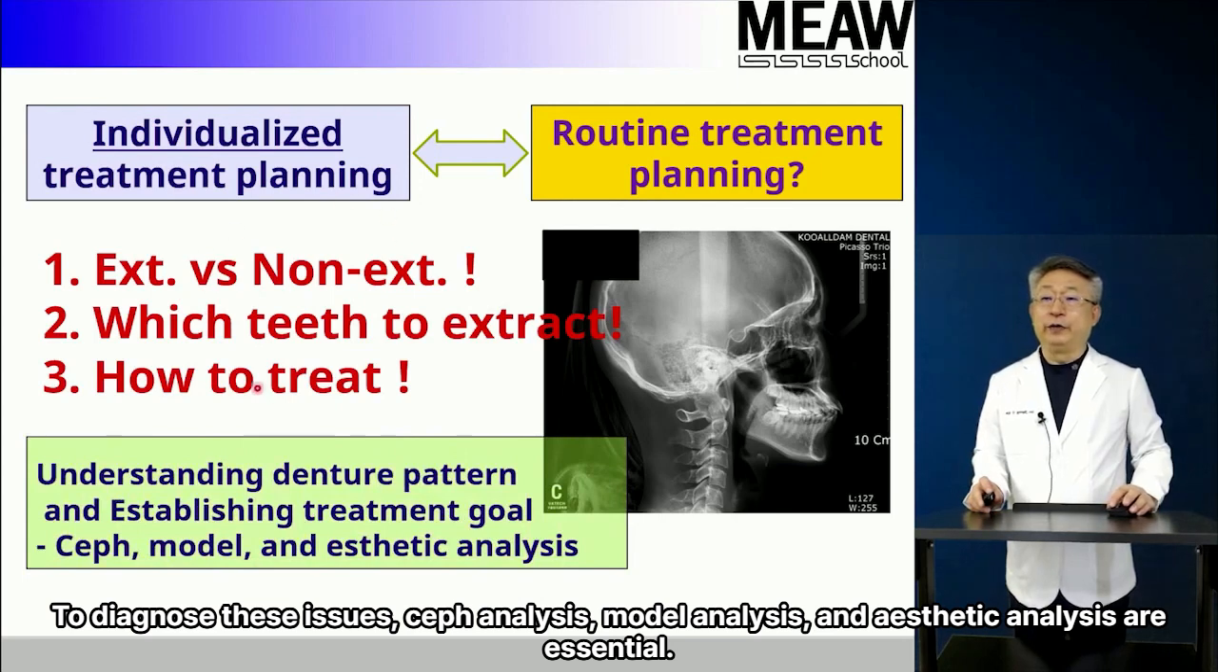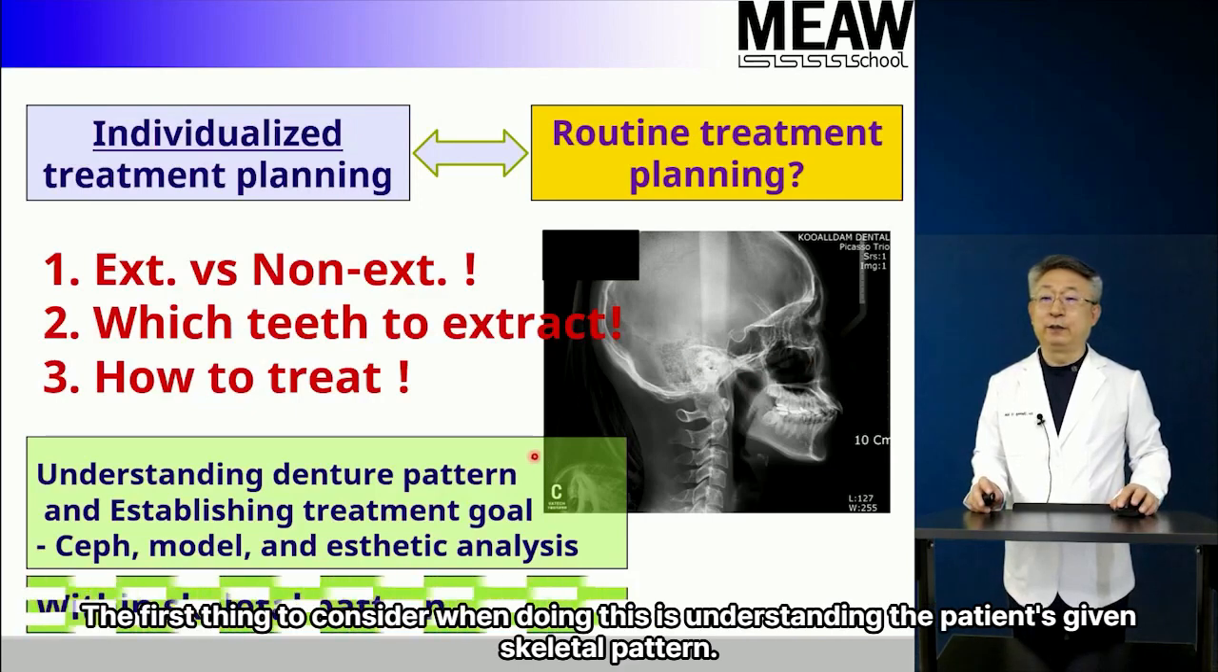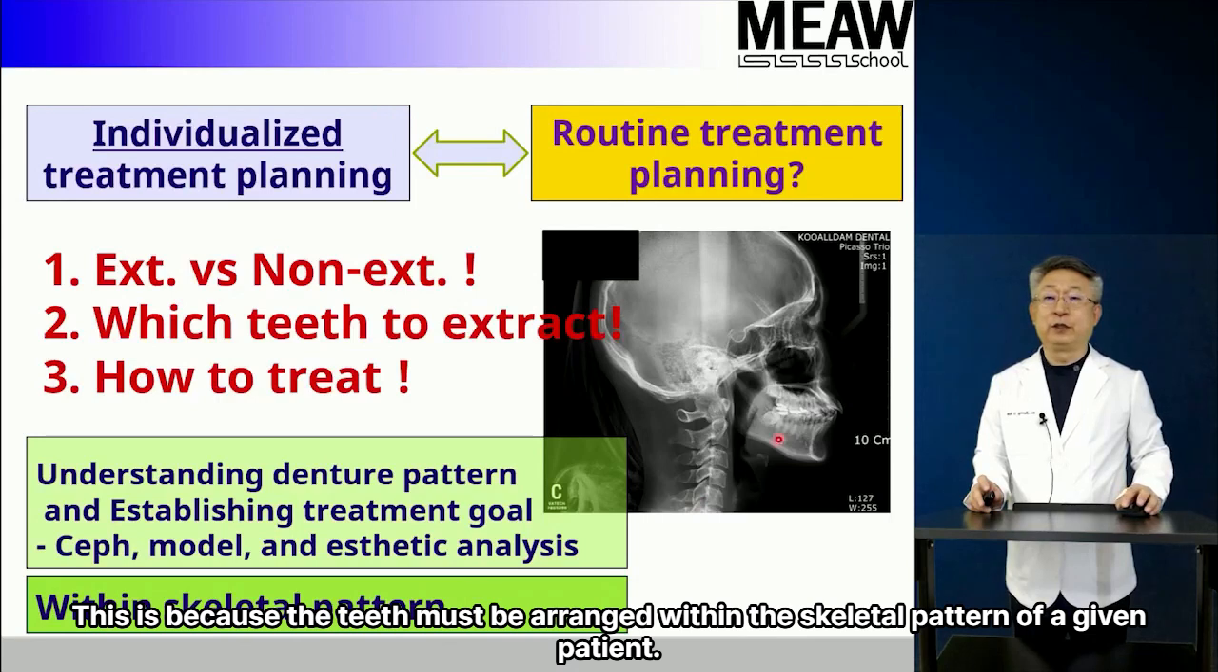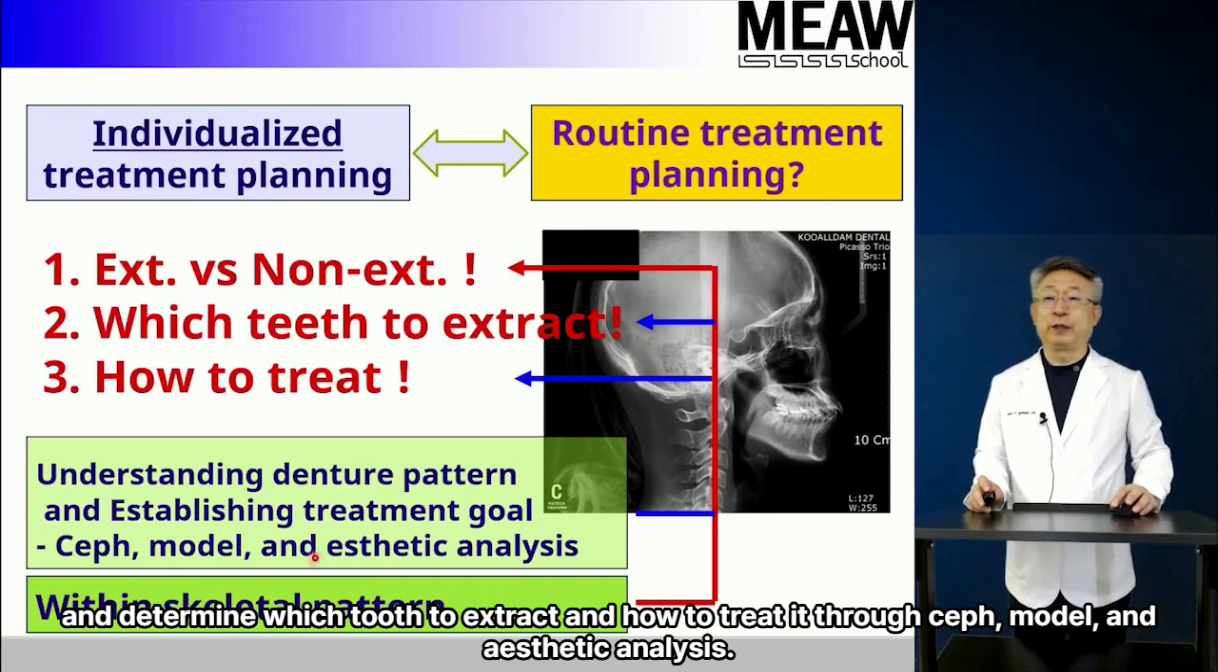To diagnose these issues, cephalometric analysis, model analysis, and aesthetic analysis are essential. The first thing to consider when doing this is understanding the patient's given skeletal pattern. This is because the teeth must be arranged within the skeletal pattern of a given patient. Therefore, it is important to determine extraction and non-extraction according to the skeletal pattern of a given patient, and determine which tooth to extract and how to treat it through Ceph, model, and aesthetic analysis.